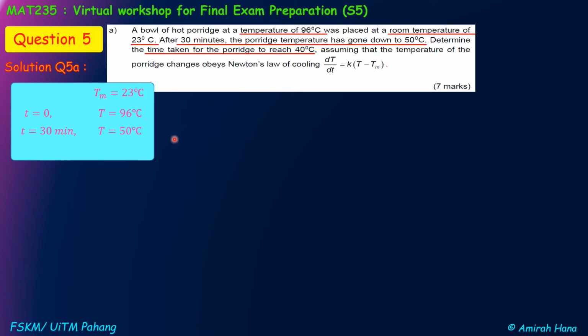Then determine the time taken for the porridge to reach 40 degrees Celsius. So t equals question mark minutes, and temperature equals 40 degrees Celsius. Assuming that the temperature of the porridge obeys Newton's law of cooling, dT/dt equals k times (T minus Tm). 7 marks.